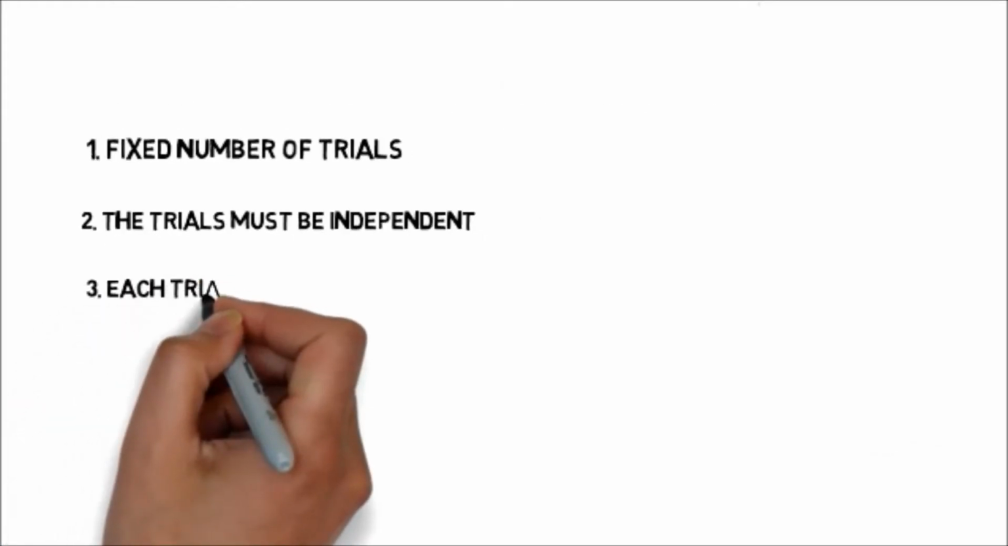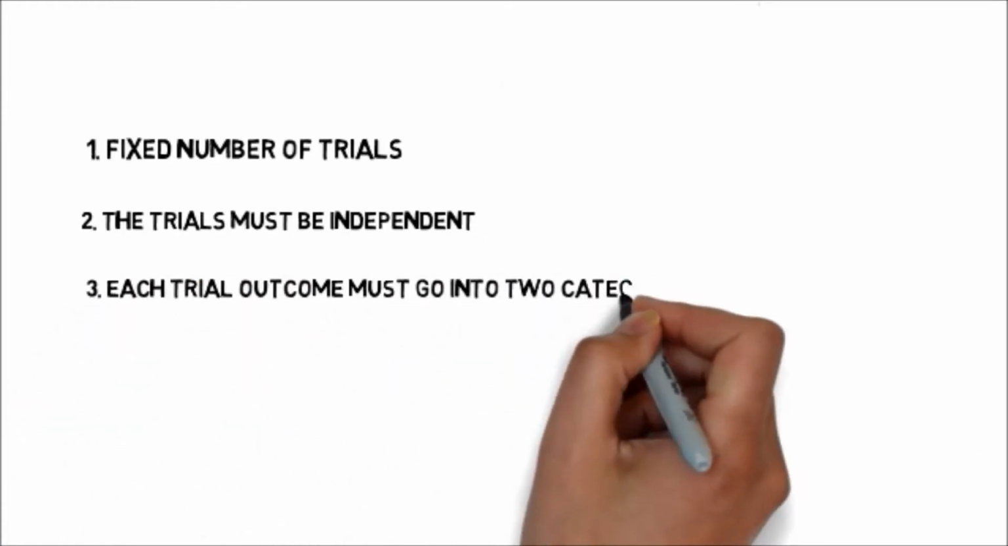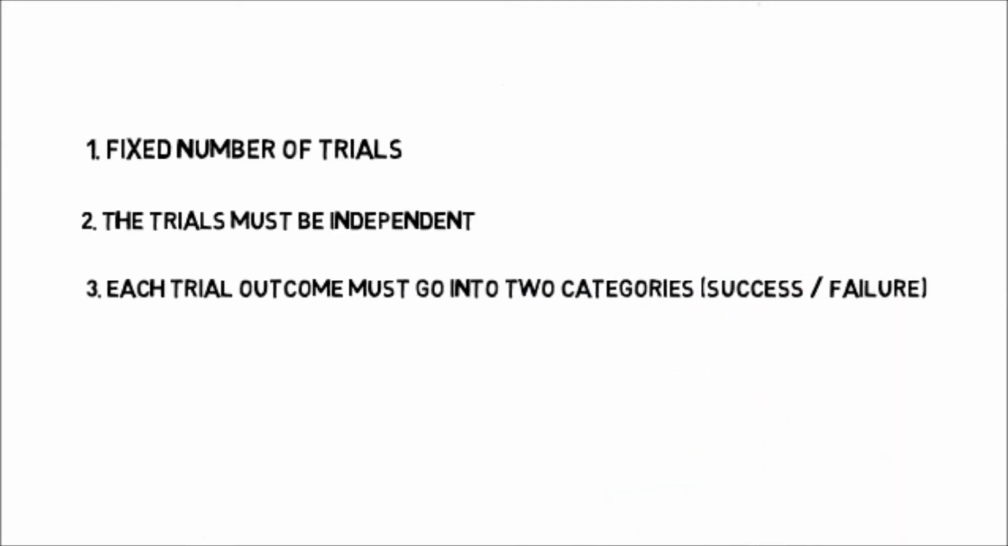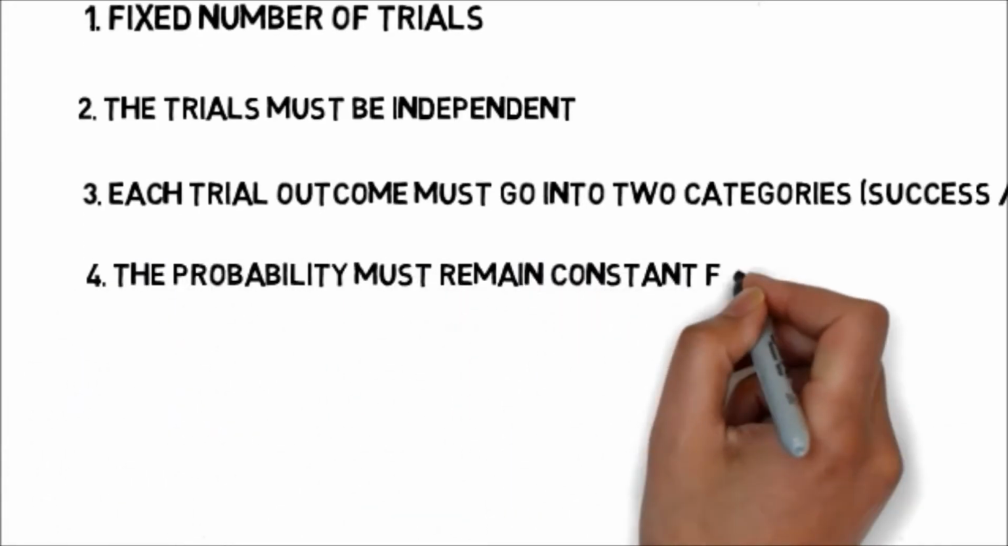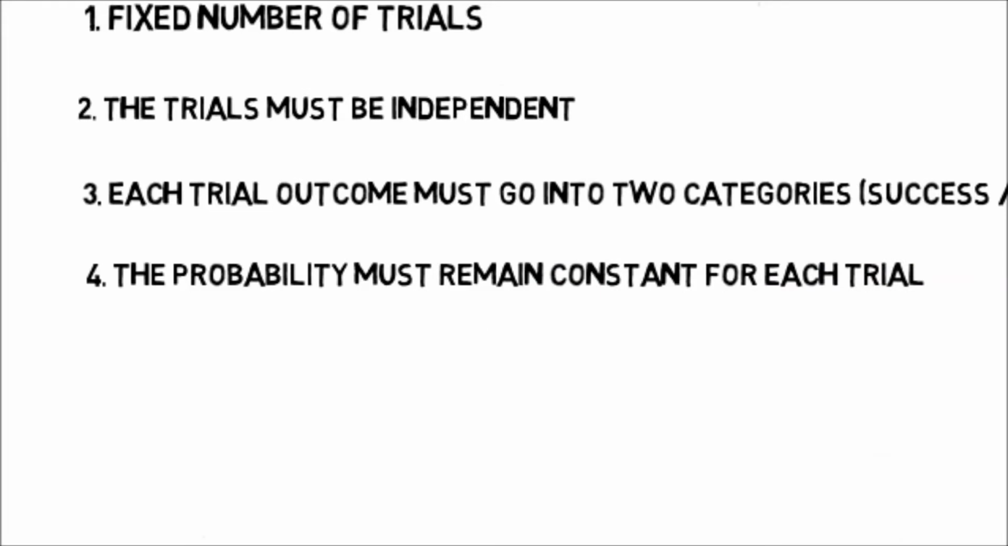3. In a binomial distribution, each trial outcome must go into 2 categories, usually called success or failure, correct or incorrect, and so on. In our example, the answer of the question will be correct or wrong. There is no third choice. And 4. In a binomial distribution, the probability must remain constant for each trial. And in our example, all the questions have 4 wrong answers and 1 correct. So, the 20% probability of guessing the correct answer is the same for the questions in the test.